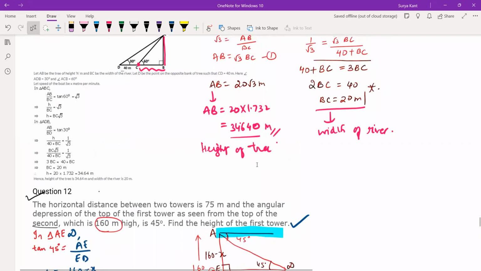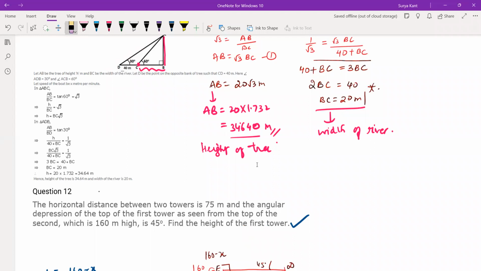See question number 12 now, children, all of you. Question number 12, you check it out. The horizontal distance between two towers is 75 meters and the angular depression of the top of the first tower as seen from the second tower, which is 160 meter high, is 45 degree. Find the height of the first tower. First tower, second tower, you have to verify over here.